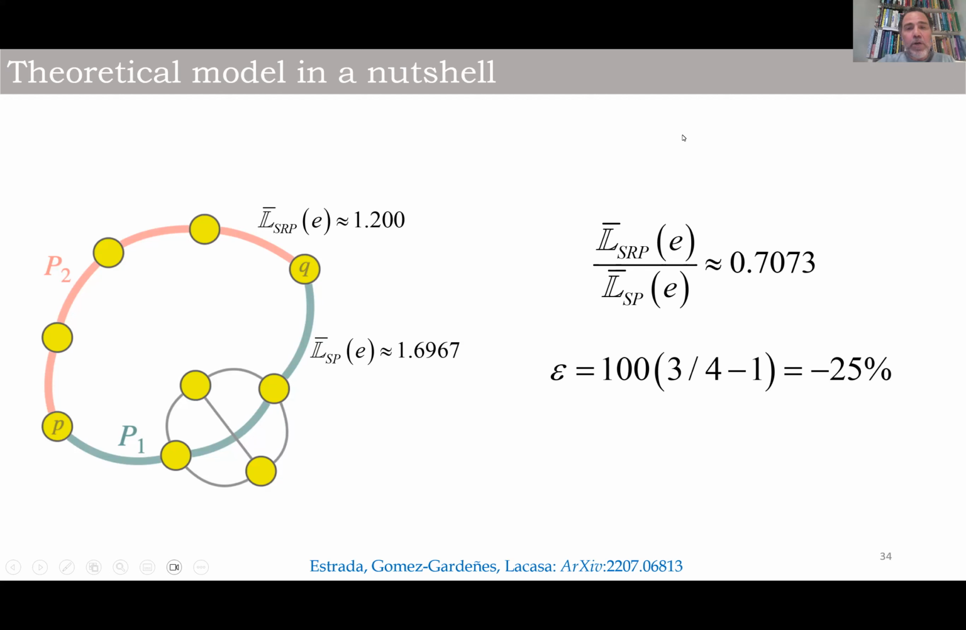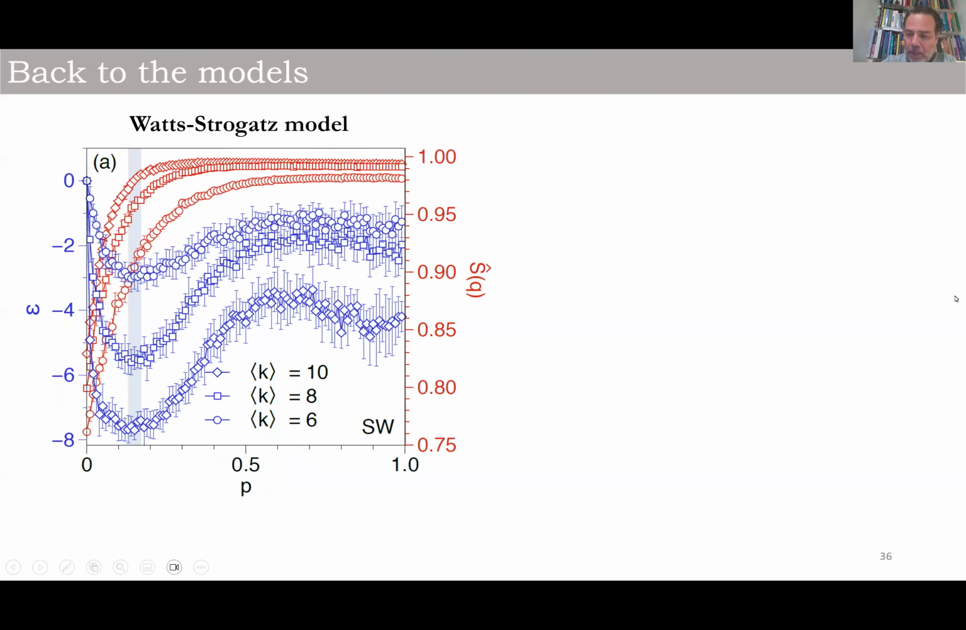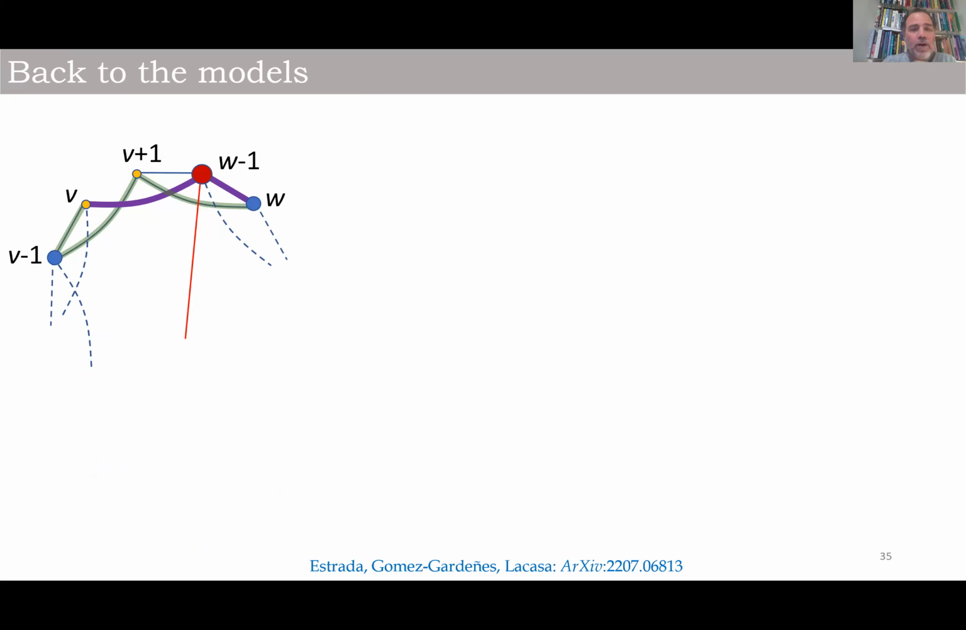But of course, you can do the calculation and obtain this number for every single pair of vertices in the graph. So I will skip this. Well, no, I cannot skip this, sorry. So what happens, for instance, in the two models that we were thinking before?